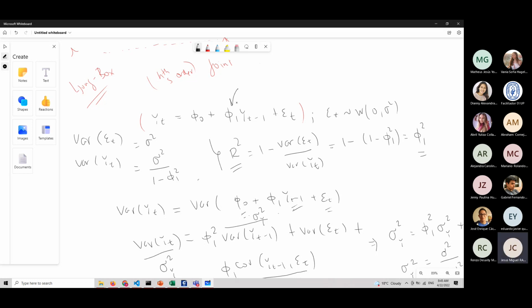Okay, it's this. So let's say, what happens if the true value of phi 1 is, let's say, 0.3?